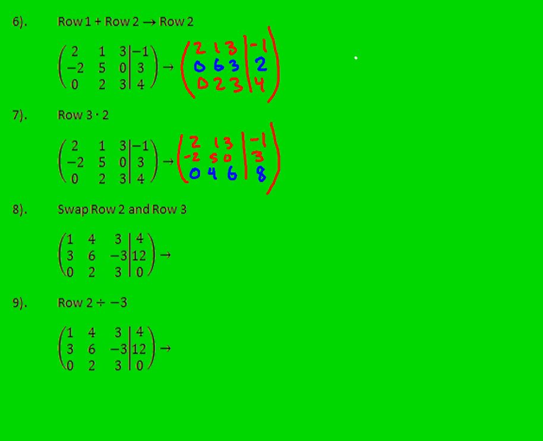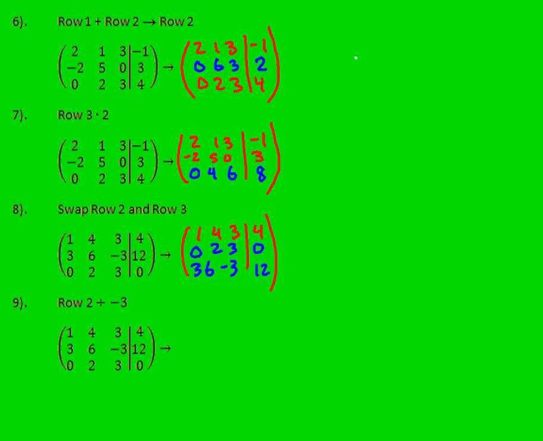Alright, in number 3, what they're asking you to do is swap row 2 and row 3. So, nothing changes with row 1. But row 2 and 3 are just going to change position. So row 3 now will become row 2, and row 2 now will become row 3, just like that.